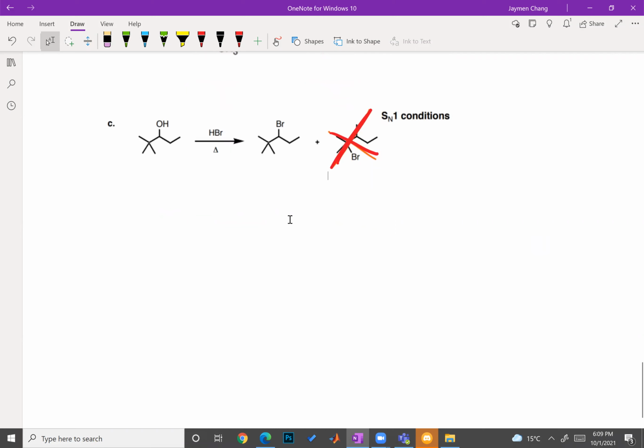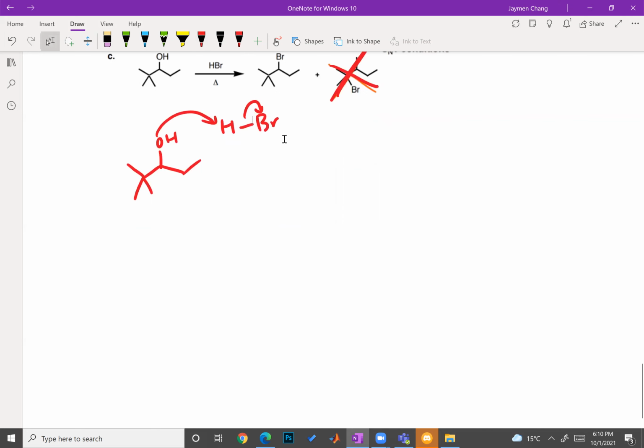So what we're going to see is that we have an acid addition here, and it says SN1 conditions. So we're going to expect an SN1 product. Right off the bat, we look at OH. Is it a good leaving group? OH is not a good leaving group, so we have to convert it into a good leaving group first. So we'll take the oxygen and protonate it using HBr. And what we're going to see is we have OH2 plus, and we have this.